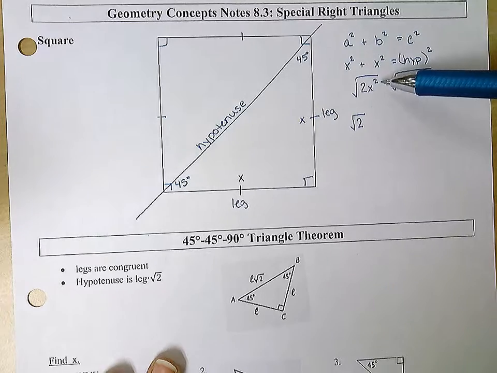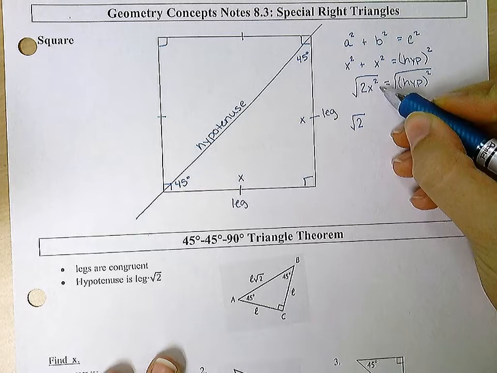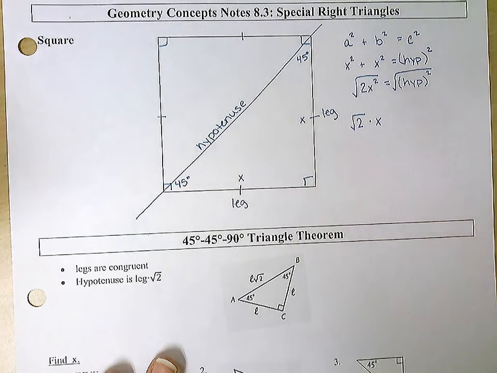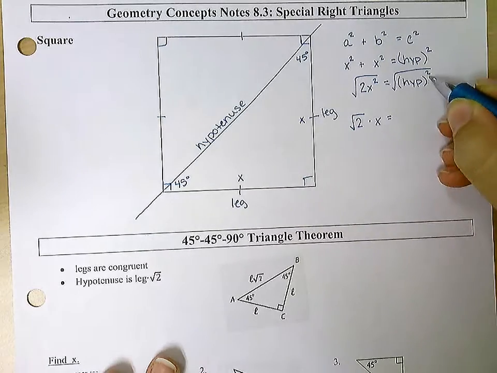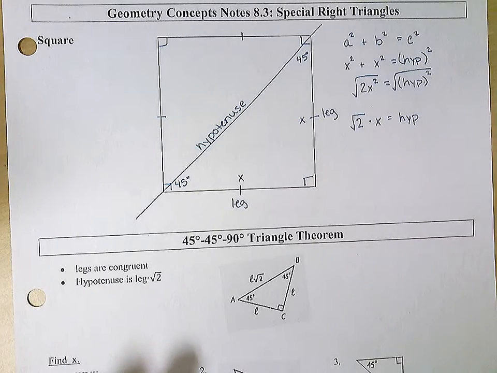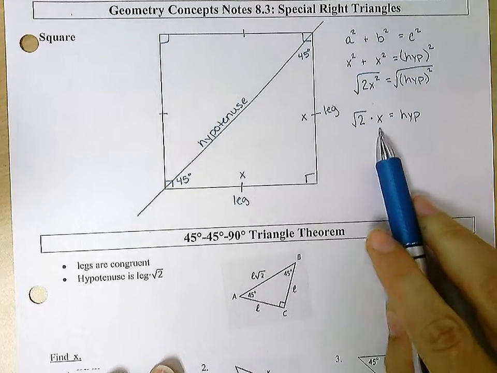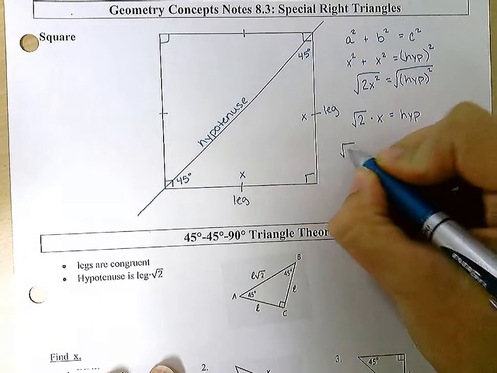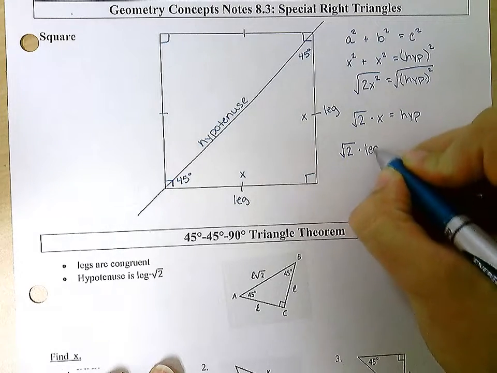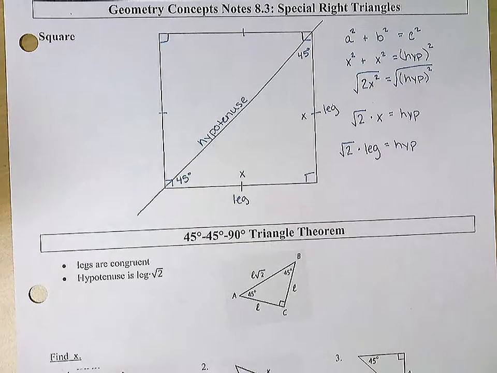But I can take the square root of x squared, right? What do I get when I take the square root of x squared? X. Okay, then the square root of the hypotenuse squared is just the hypotenuse. Now remember, I labeled this x as one of my legs. I'm going to replace x with the word leg again. So we have the square root of 2 times the length of one of our legs is going to equal our hypotenuse's length. That's the rule we're going to use to find different lengths of right triangles.